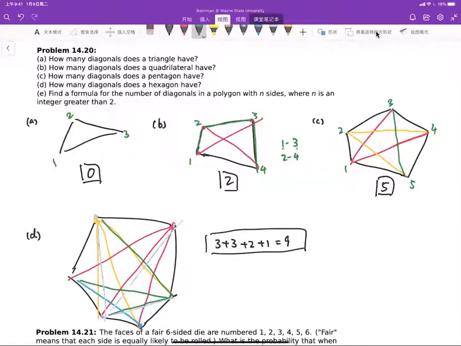Right? So if you check the next one, it's the same thing. So you see 1, 3, that's the first diagonal. 1, 4 is the second one. Then 1, 5 is not, because 1 is adjacent to number 5. Then 2, 4 is the next diagonal. Then 2, 5 is the fourth diagonal. But we cannot do 2, 1 because 2 and 1 are together. Then for number 3, 3 and 5 is the last diagonal.